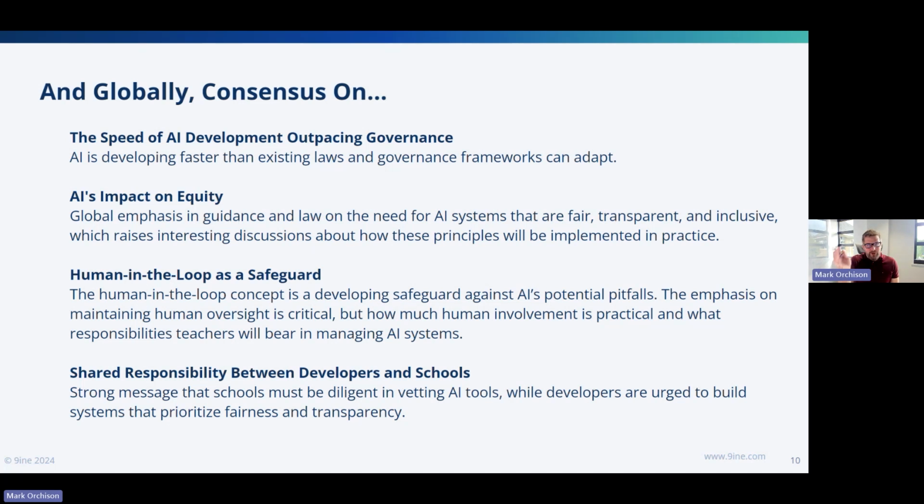And when you take a step back and lay out all the different laws and the different types of guidance, there is global consensus that the pace of development of AI is going faster than the governance, the laws, and the regulations being put into place. In many cases, people are writing stuff and it's out of date because the trajectory of development is so fast. So the UK is taking a principles-based approach.